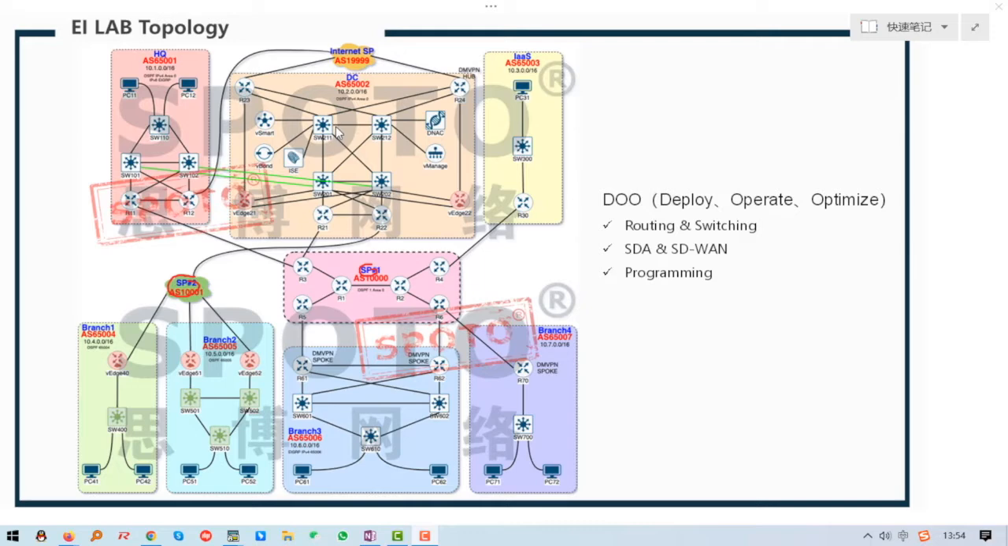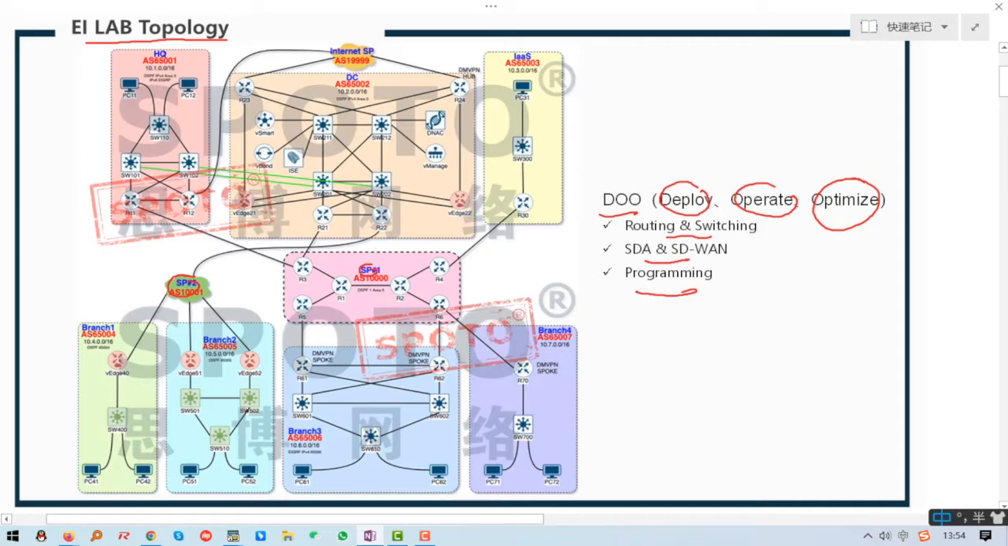Today our focus is on the data analysis of EI lab topology. This is the complete EI lab topology diagram, which mainly examines the candidate's deploy, operate, and optimize capabilities, referred to as DOO, which are mainly configured from routing and switching, SDA and SD1, and programming.